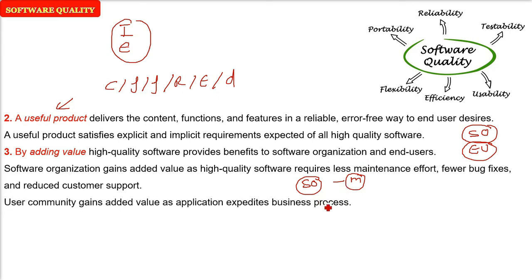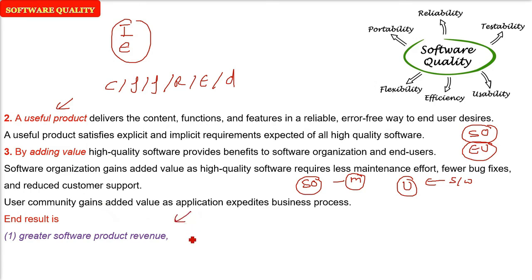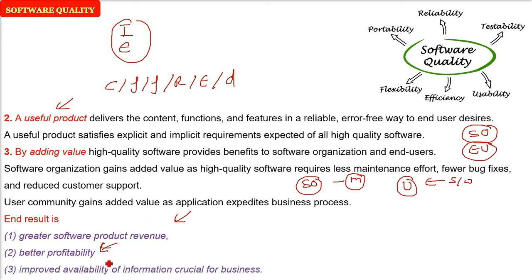How about the users? Because the software is being made for them, and if it is not buggy, it is not bad, then it will expedite their business process. So what is the end result? Everyone will be benefited. The product revenue will be good. Greater software product revenue will be there. Profitability to every stakeholder, to everyone who is involved. And finally, improved availability of information crucial for business, because the software has been made to solve certain business problems.